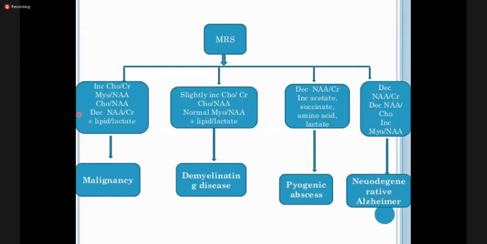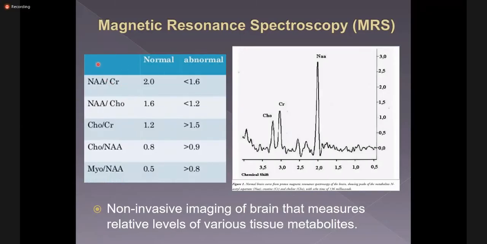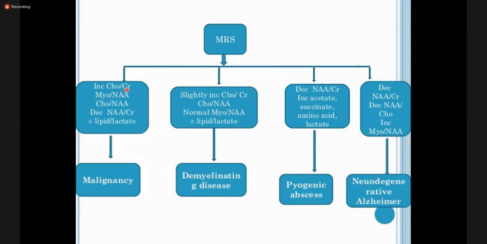MRS is very important in malignancy, demyelination, pyogenic abscess, or neurodegenerative disorder. We measure these metabolites and ratios, in which there is an increased choline creatinine ratio, myoinositol NAA ratio, and choline NAA ratio, but there is a decrease in the NAA creatinine ratio. Plus or minus, in some cases there may be lipid or lactate because of the necrosis.